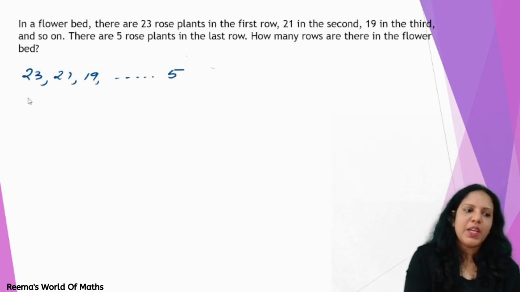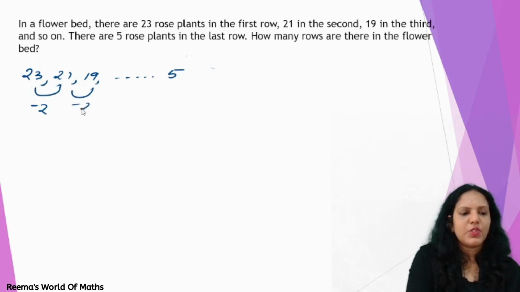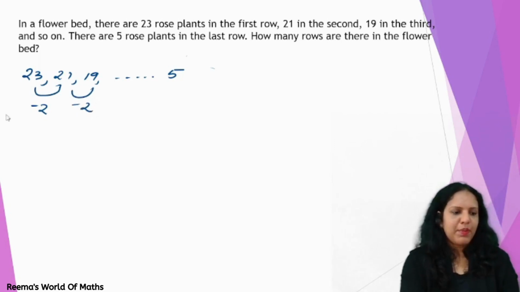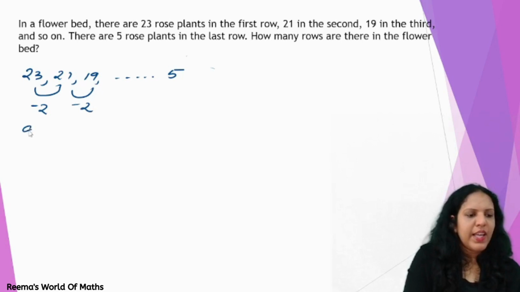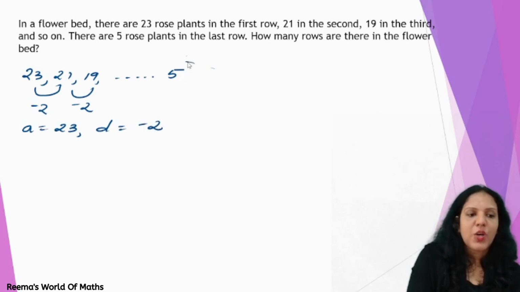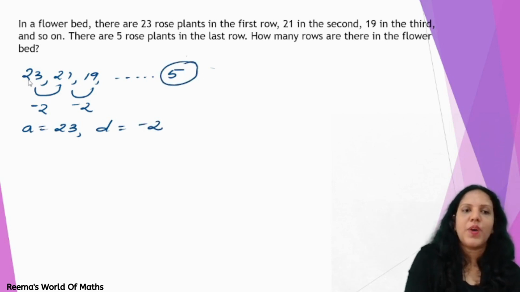Does this form an AP? Let's see if the common difference between two consecutive numbers is the same. So what is the difference between 23 and 21? That is minus 2. Again it is minus 2. Correct? So this forms an AP. Now we can say A equals 23 and d is equal to minus 2. And we know the last row has 5 rose plants. We need to find the number of rows in the flower bed.